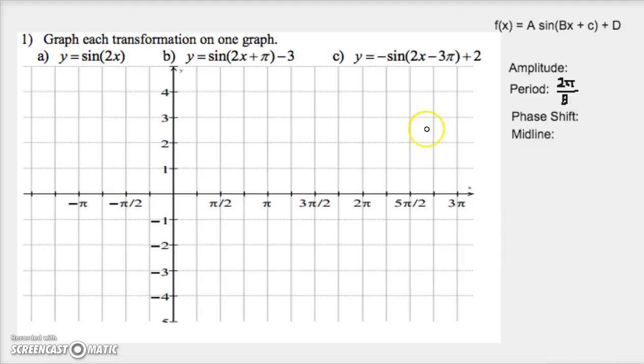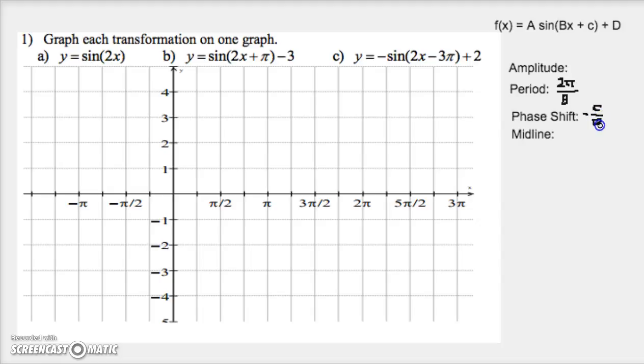That's our formula. And the phase shift moves it like how it sounds, left or right. To find the phase shift, you have to take into account B, and you do C divided by B, and then the phase shift would be the opposite, like the negative. So if this was positive C, the phase shift would move left, kind of like in a parabola. So the formula for this would be negative C over B.